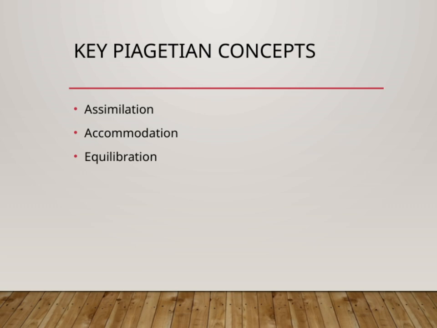Overall, these key ideas, assimilation, accommodation, and equilibration, are central to Piaget's theory because they explain how cognitive development is a dynamic and ongoing process. They show us that learning isn't just about absorbing facts, but about actively making sense of the world around us.